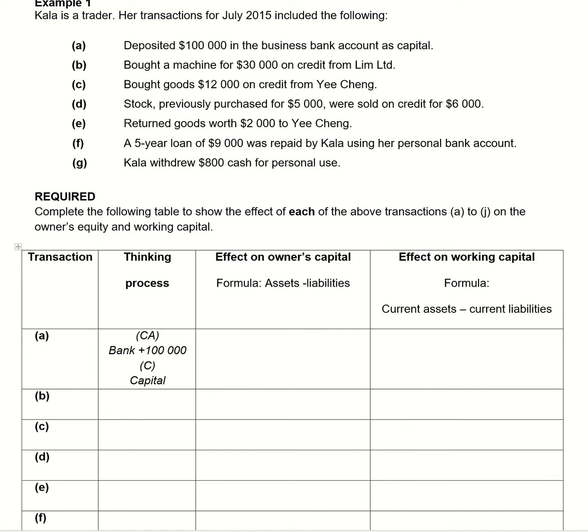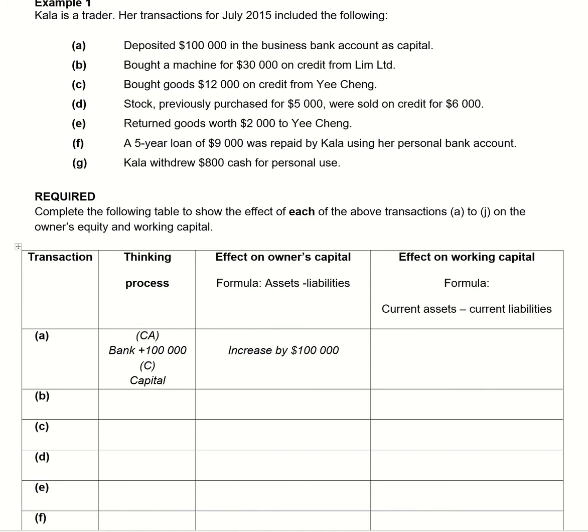Then you ask yourself, if I want to look at the effect on owner's capital, the formula is assets minus liability. Bank is a type of asset, so your assets increase. There is no liability in this question, so we will write this as owner's capital increases by $100,000.